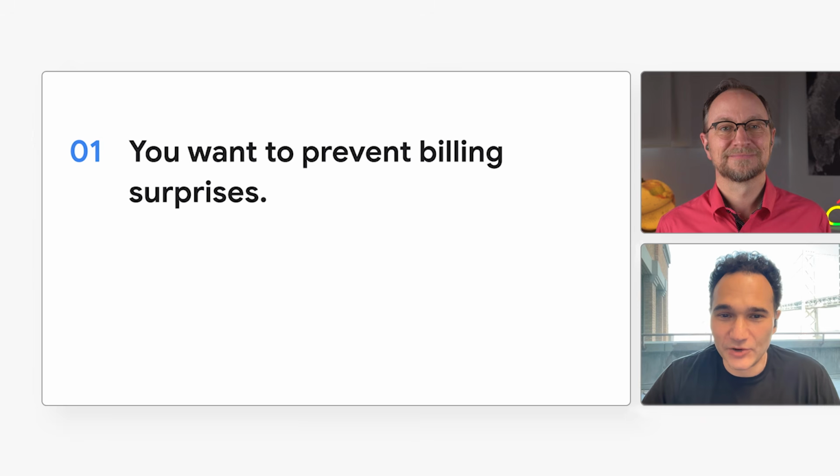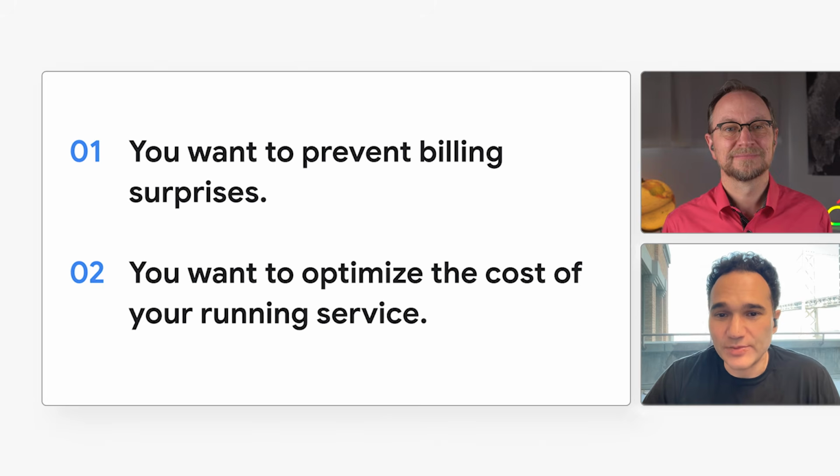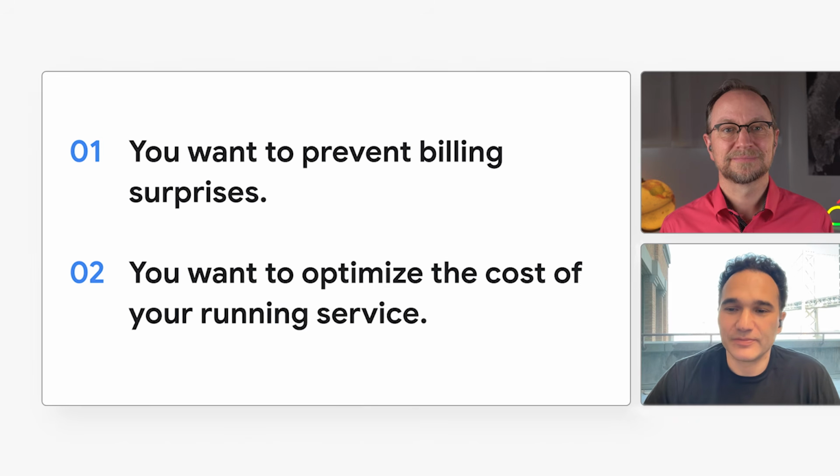So I've used Cloud Run a lot over the years, but to be honest, I haven't really dug into the billing. Let's say I'm running an application that uses Cloud Run. How can I save on my cloud bill? So here's how I think about it. First, you want to prevent billing surprises. And second, you want to optimize the cost of your running service.